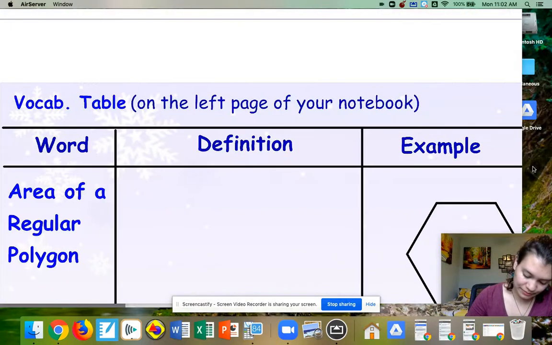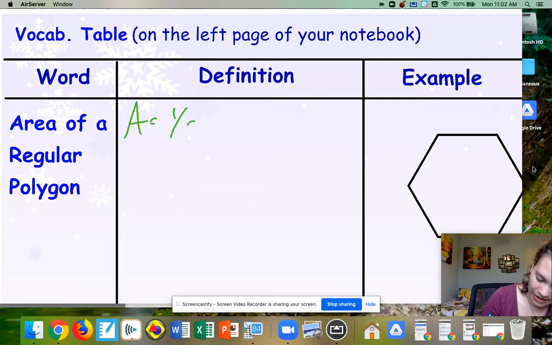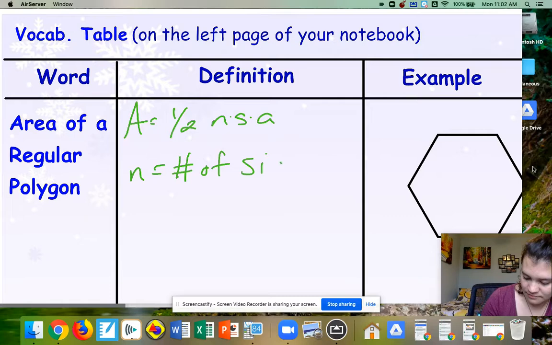So some more review. Actually, not quite. We're going to do the area of a regular polygon. So this is going to be 1/2 NSA. And here you're multiplying all of these together. N is going to be the number of sides. S is a side length.